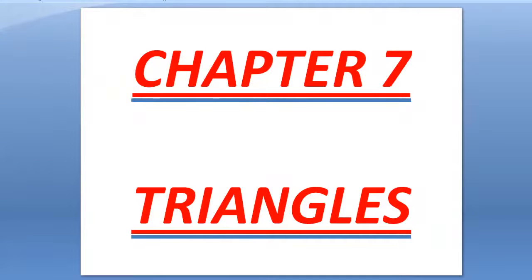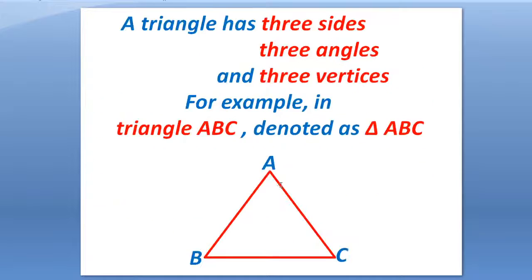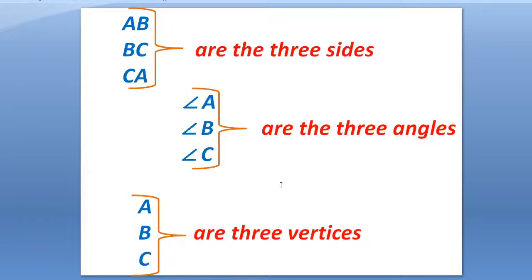So we are studying chapter number 7, triangles. Introduction about triangles. Tri means 3: 3 sides, 3 angles, 3 vertices, and notations of triangles and figure of triangle ABC. AB, BC, CA are the 3 sides. Angle A, angle B, angle C are the 3 angles, and A, B, C are 3 vertices.